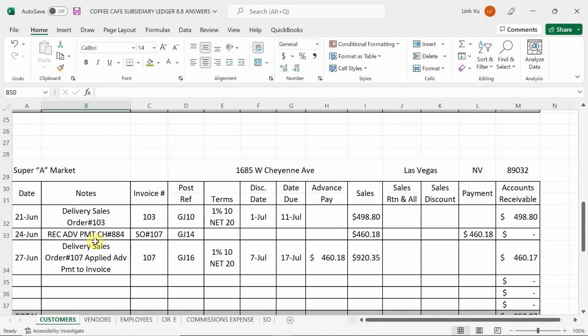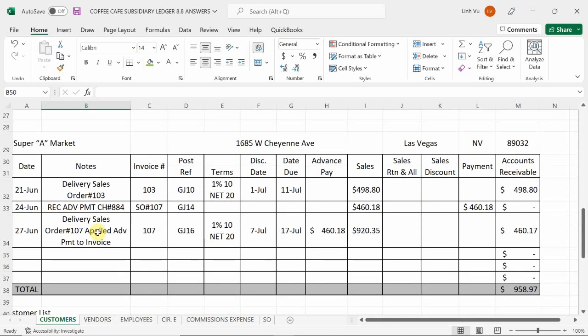Let's see how much they owe me in grand total. So 107, they made a down payment. So right now, they only owe me a total of $958.97, right? But because when we sold them, right? Let's take a look.